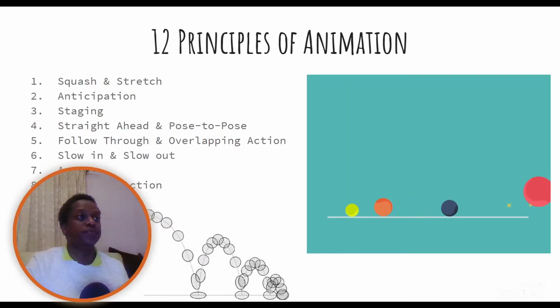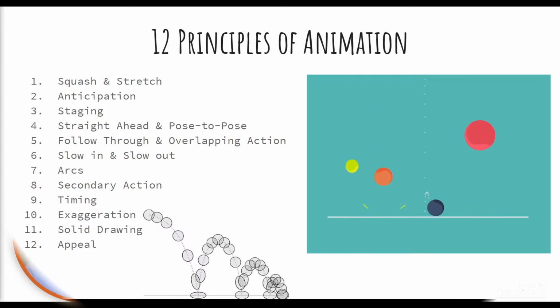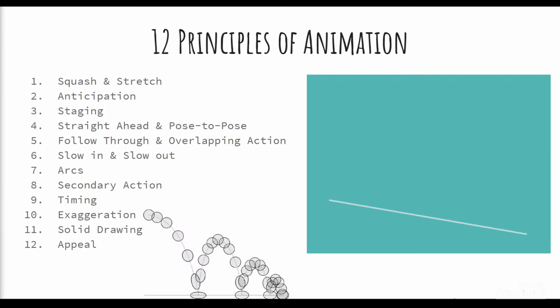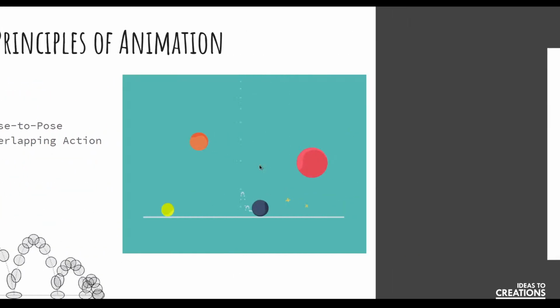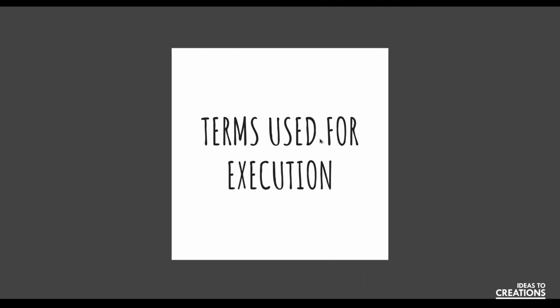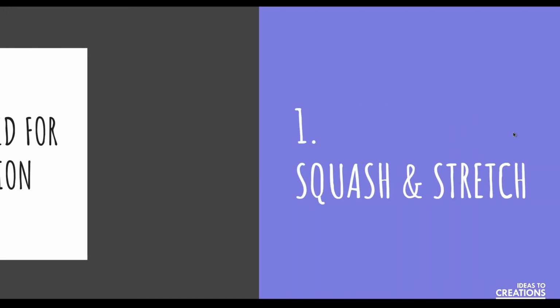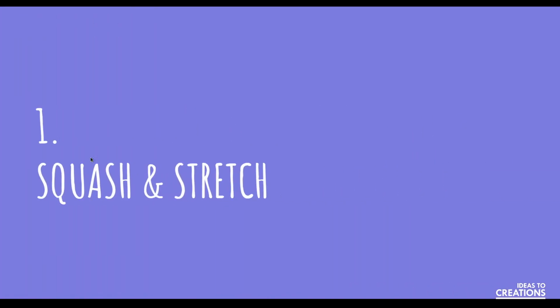So 12 principles of animation. Ooh, that's what I was supposed to put full screen there. 12 principles of animation are there. You don't really need to memorize them, but they're pretty useful to know. But they're just terms that are used for execution. All right, so far so good, I hope. Let's go back here.